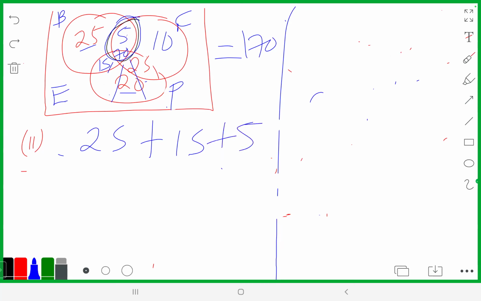Faith, what do you think? I also think it's 15, 5, and 25. Exactly. So these are they. 25, they only took physics and chemistry. 15, they took biology and physics. And the 5 took biology and chemistry. Is that clear? Are we good?